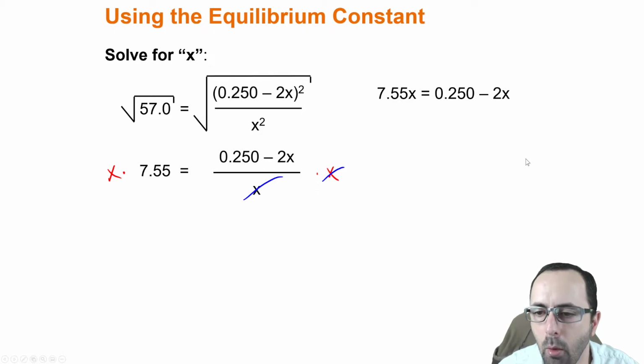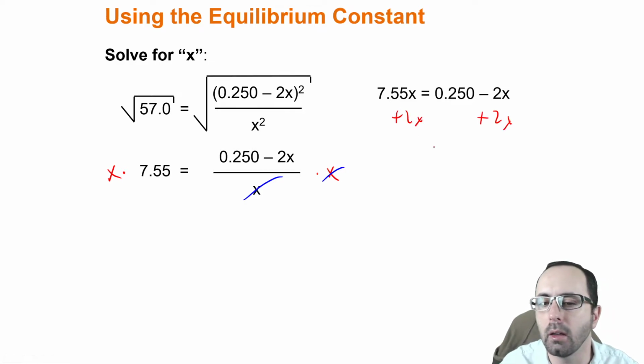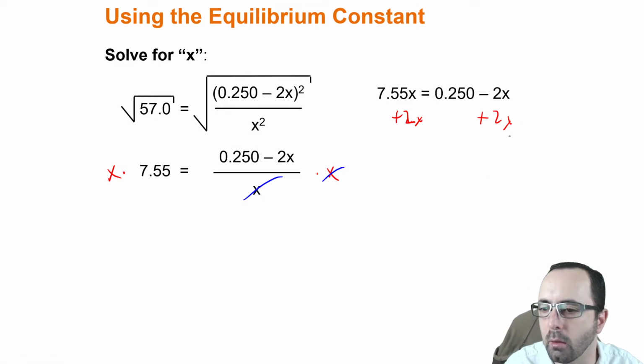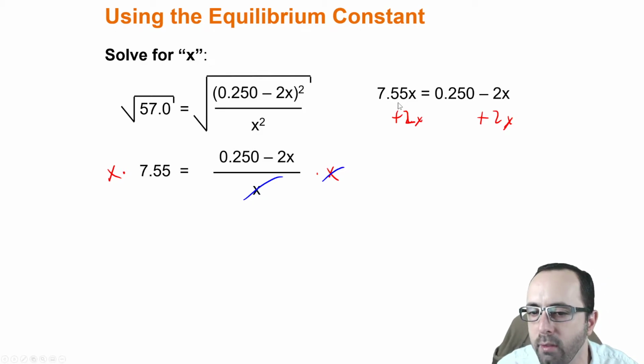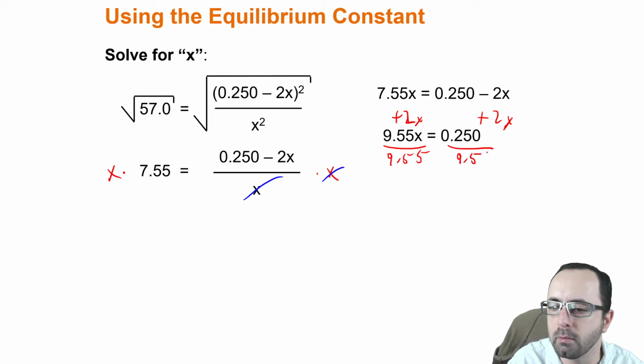Okay, and now what we want to do is we're going to add 2x to both sides. So we do plus 2x plus 2x. And this is exactly 2x, so we don't have to worry about sig figs here. We'll just keep it at our sig figs that we got for the 7.55. So this is going to give us 9.55x equals 0.250. And so finally now to solve for x, we're going to divide each side by 9.55. And so that will cancel our 9.55 here, and we'll get the value of x.